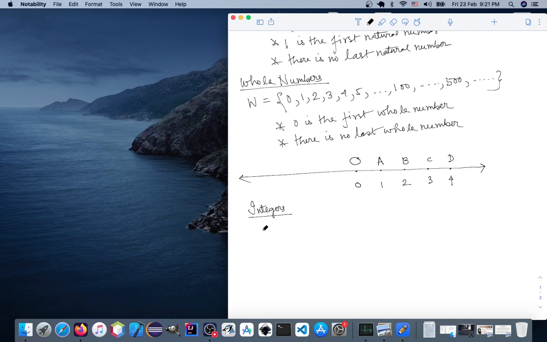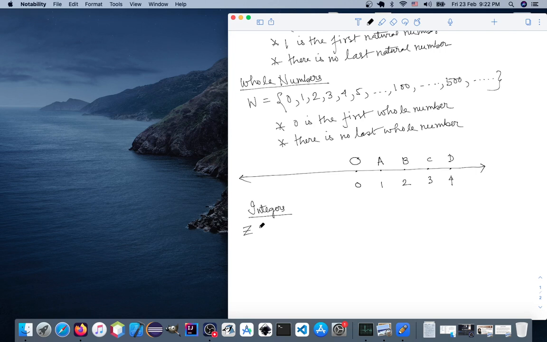Now, integers are the whole numbers, but they also include the negatives of the natural numbers. So the natural numbers are 1, 2, 3, 4, 5, 6, and so on. So the negatives of these numbers like -1, -2, -3, -4, -5, -100, -500, and so on, all those negative numbers and the whole numbers together make the collection of integers. So the collection of integers is denoted by the letter Z.